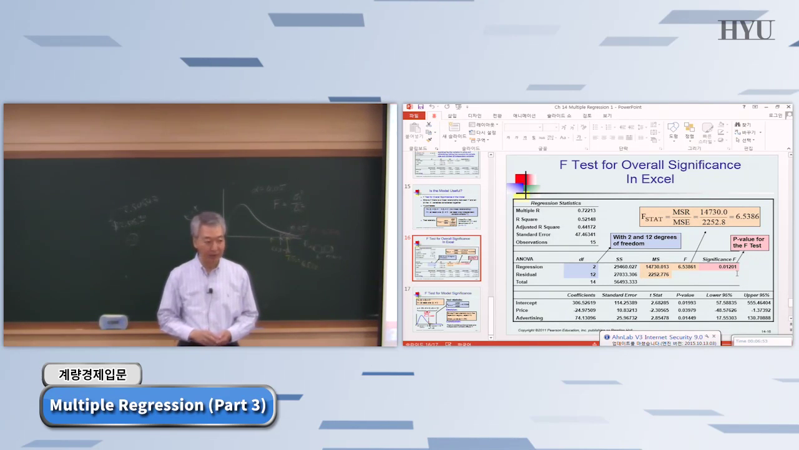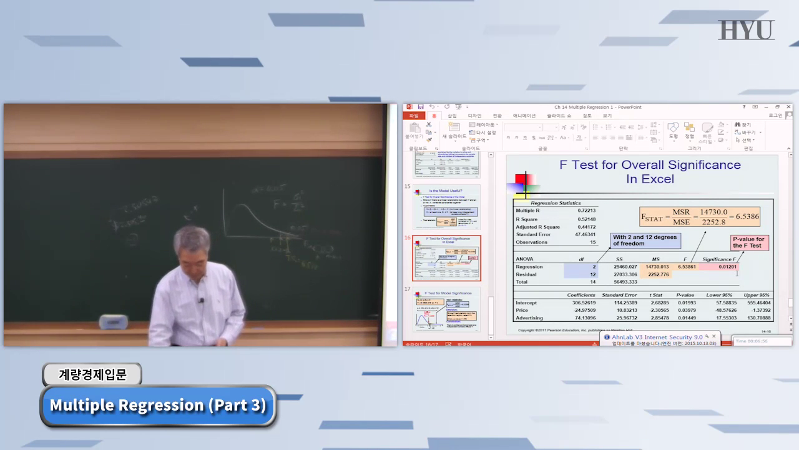So that was the idea of the global test of model utility.